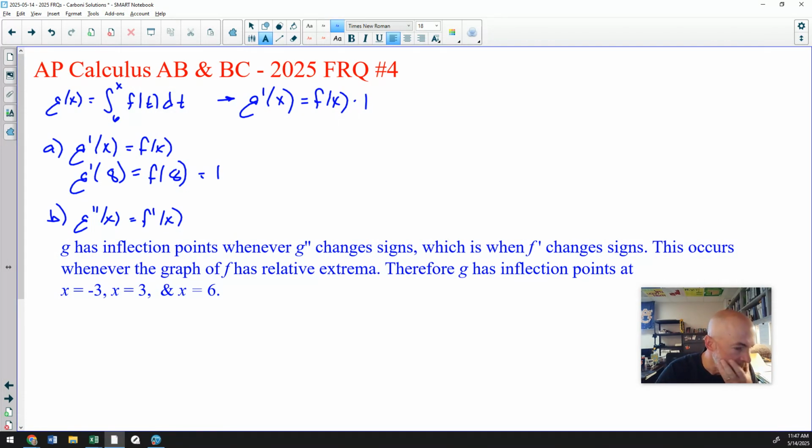Let's go on to C. Find g of 12 and g of 0 and label your answers.